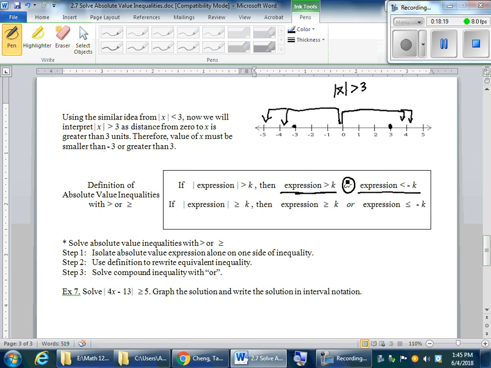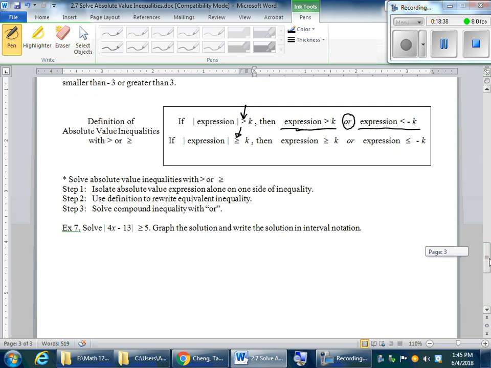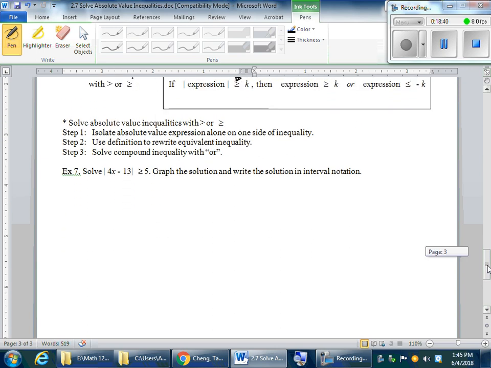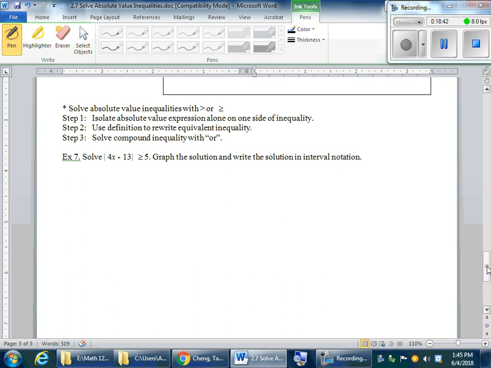If the absolute value of an expression is greater than k, when the inequality symbol is greater than or equal to, then the expression is greater than k or the expression is less than negative k, negative of that number. So like before, we're going to isolate the absolute value by itself first and then apply the equivalent statement. Example 7 is already given to you.